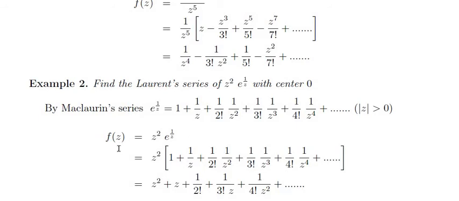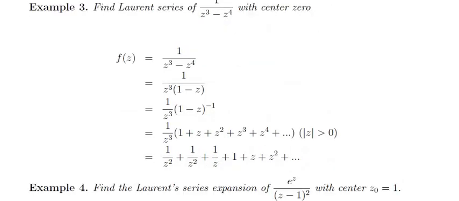The question is f of z equal to z square into e raised to 1 by z. First I write z square, then in a square bracket I substitute e raised to 1 by z's expansion. After that, operating with z square, z square into 1 by z gives z, then 1 by 2 factorial, then 1 by 3 factorial into 1 by z, then plus 1 by 4 factorial into 1 by z square plus etc. like that. Which is also a Laurent series expansion which contains positive power terms and negative power terms.